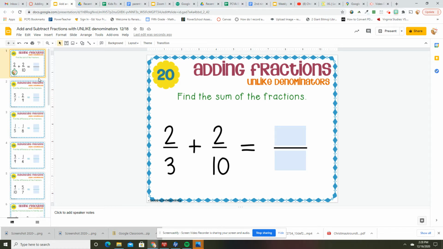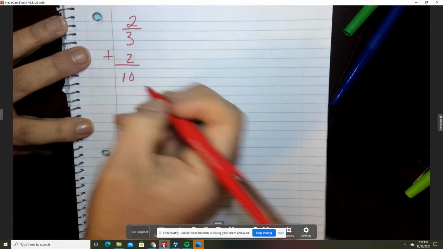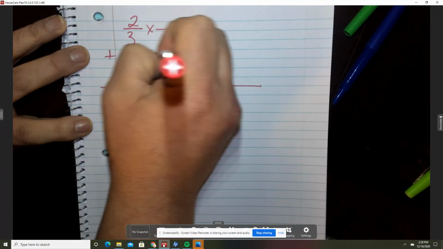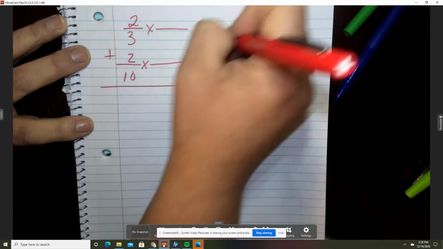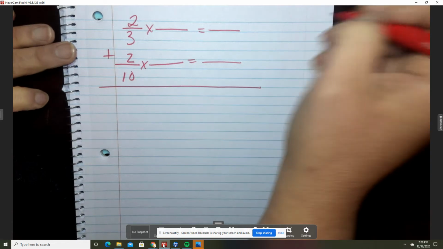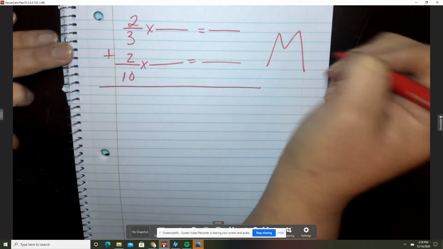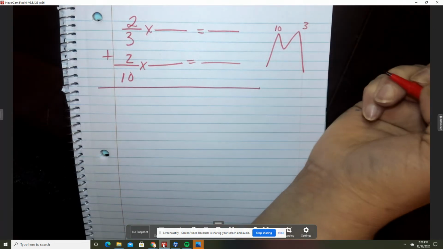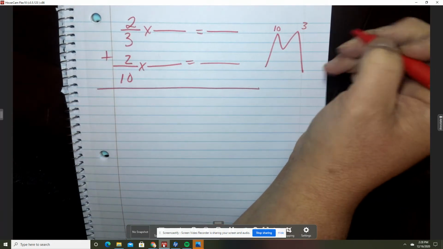So I'm going to write it down, 2/3 plus 2/10. Okay. All right. So 2/3 plus 2/10. Every time, you've got to make sure that you make this little formula chart. All right. Well, let's think about what our common multiple would be here. If we made an M and put our 3 on top and our 10 on top, where could we go?